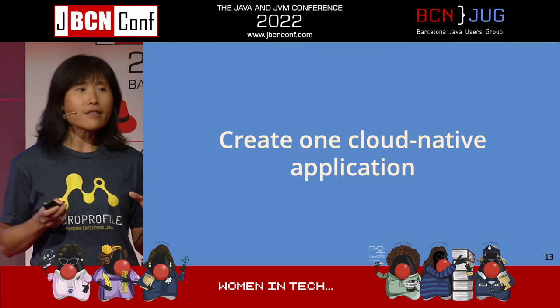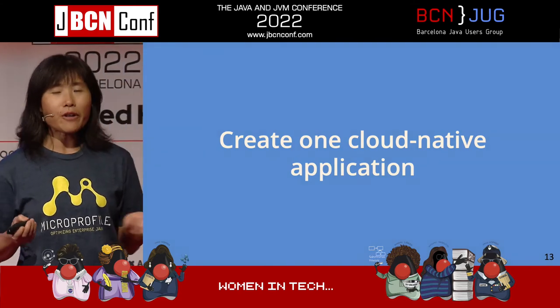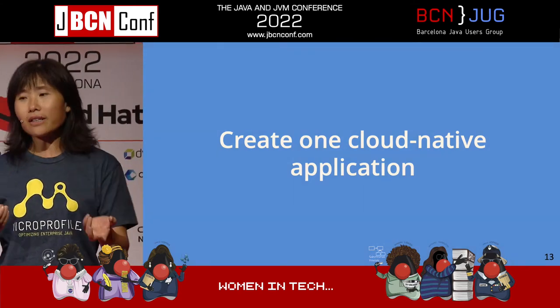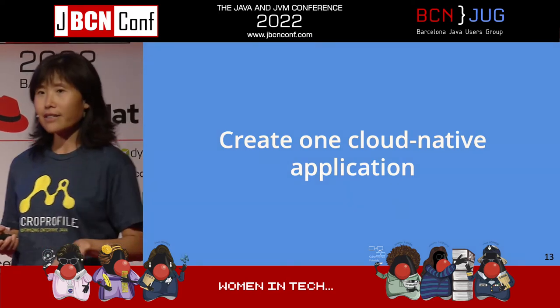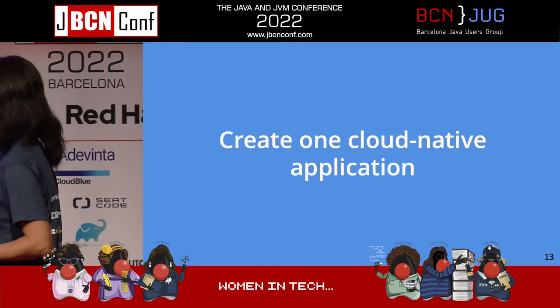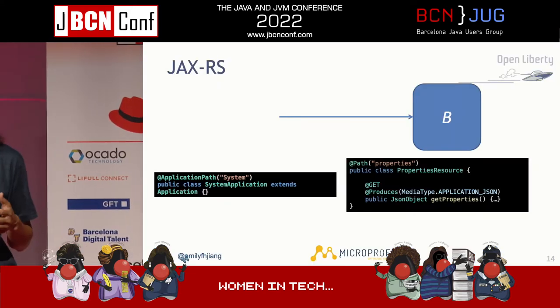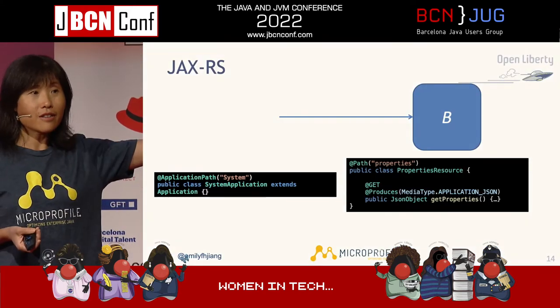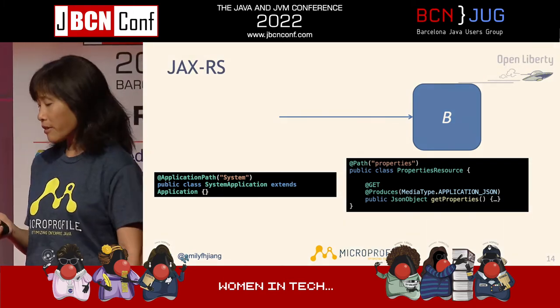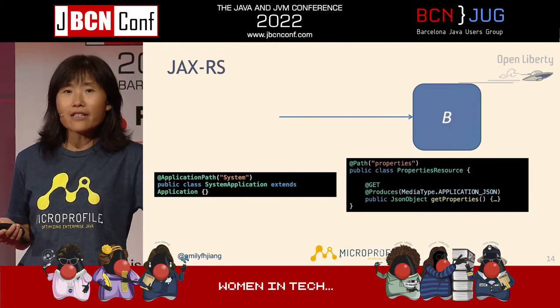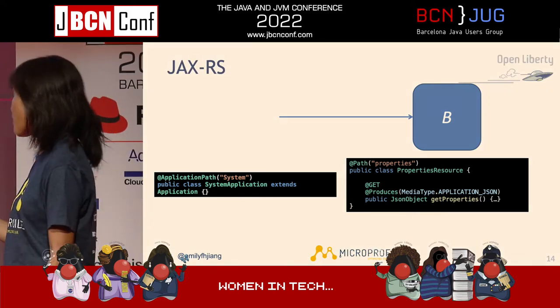So let's sit back. For example, you have a task: you want to create a cloud native application. How can you get started? What kind of tools do you have? It's very simple. Anybody know Jakarta? Jax-RS? If you know that, you can just do it now. You can create a JAX-RS application. That's microservices. That's a cloud native application.